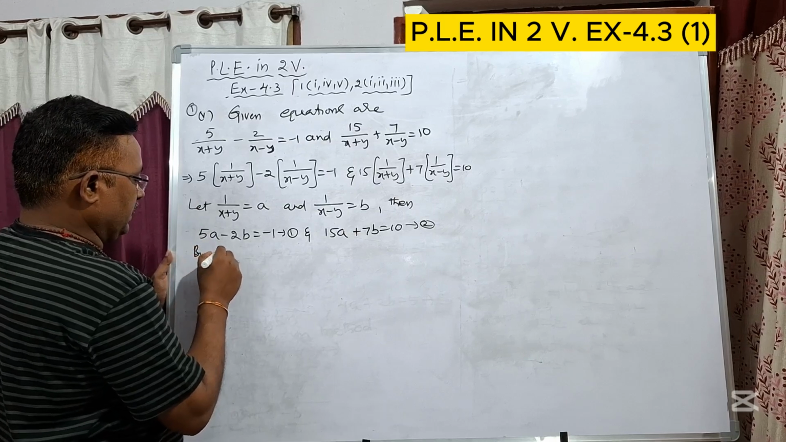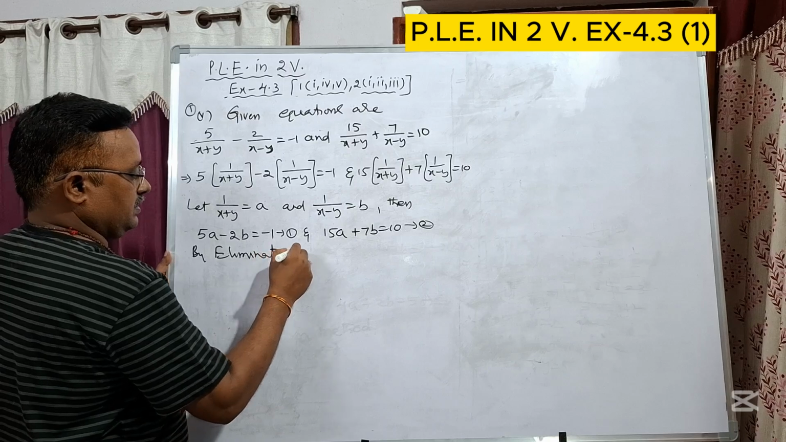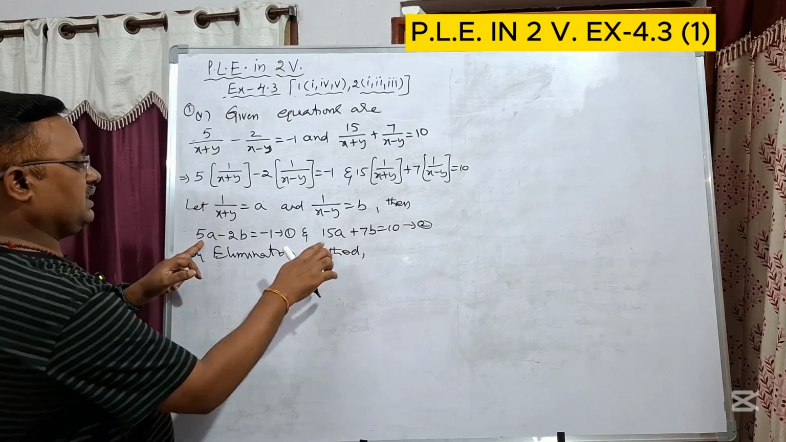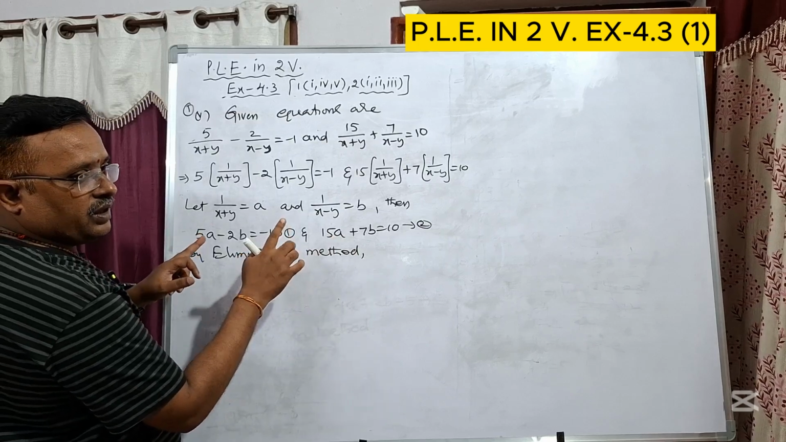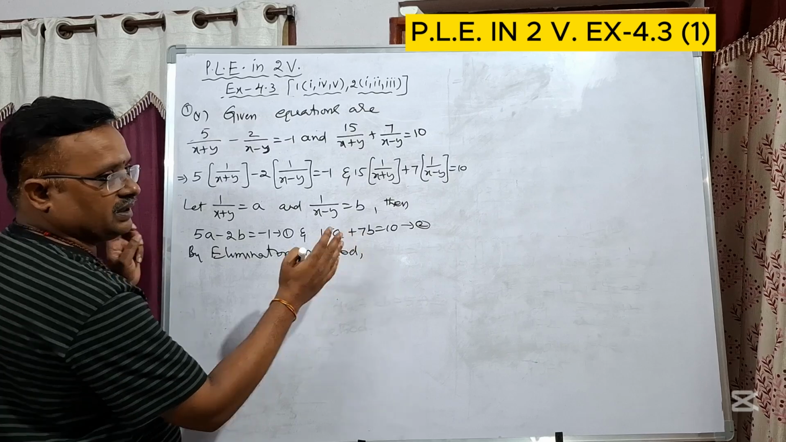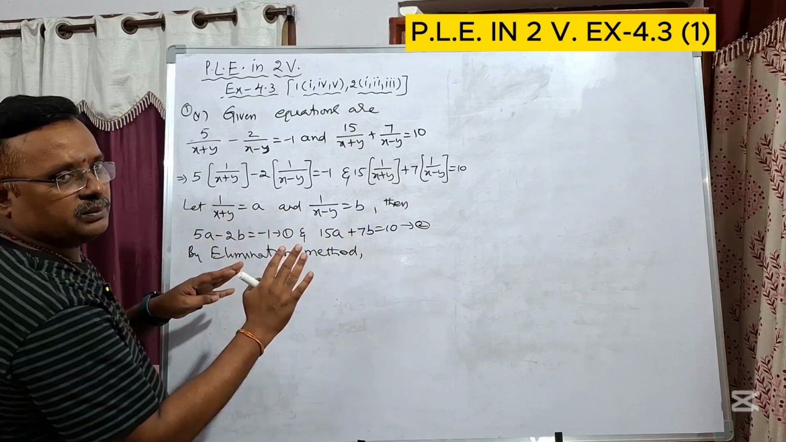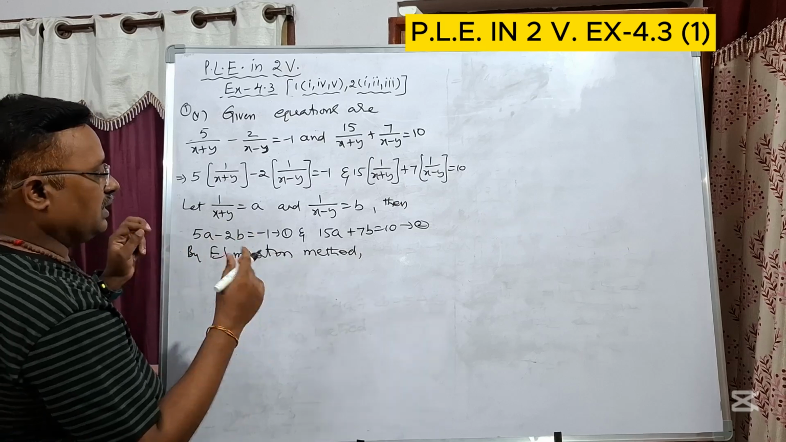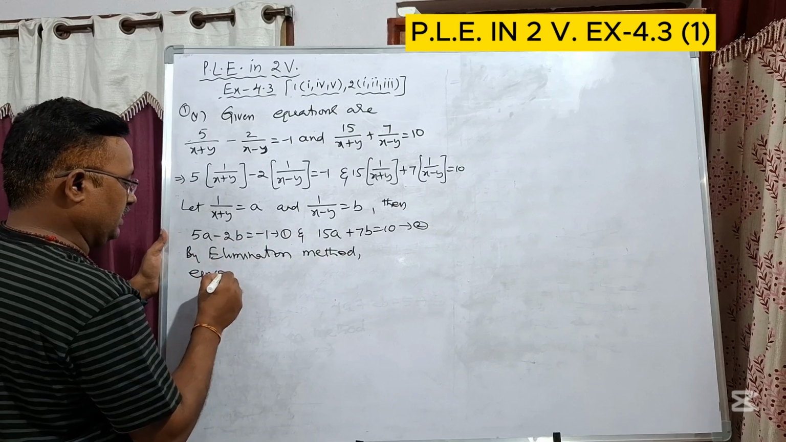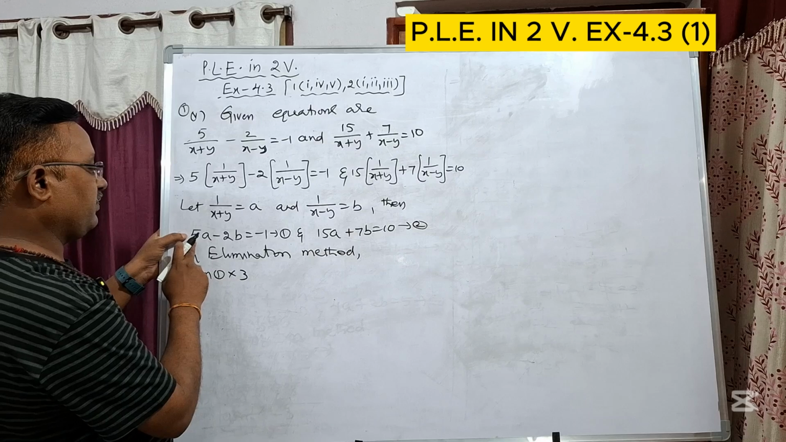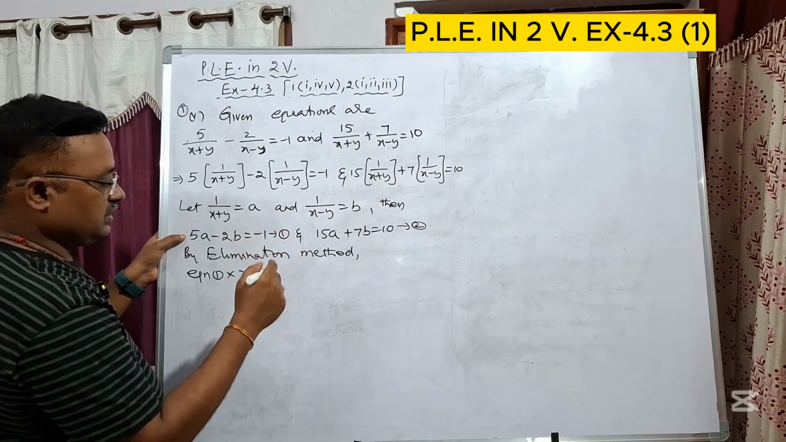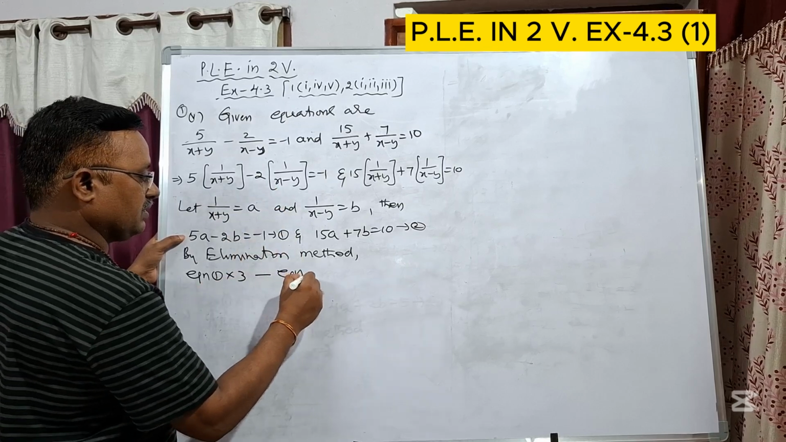So by elimination method, what we need to do? 5a here, 15a. Coefficients are not the same to eliminate a. For b, minus 2, plus 7. B coefficients are also not the same to eliminate them directly. So make them the same. I am choosing elimination of a just by multiplying equation 1 with 3. Then this will become 15a, here also 15a. Okay, the numerals are the same with the same sign plus, so subtract that result from equation 2.